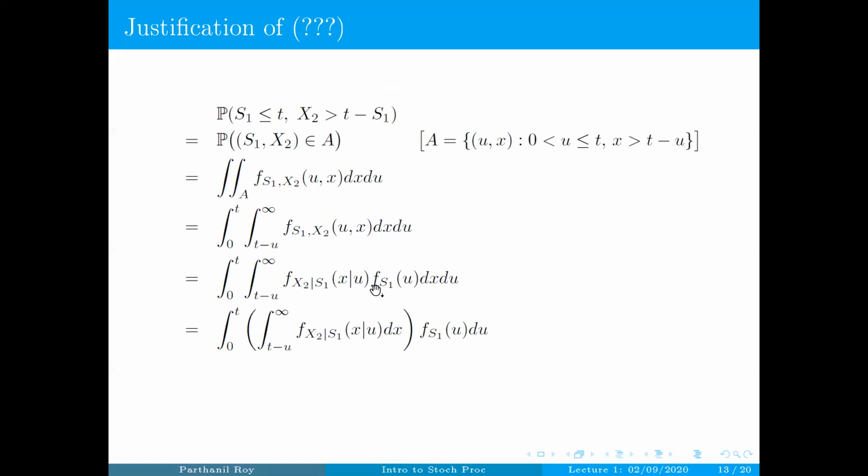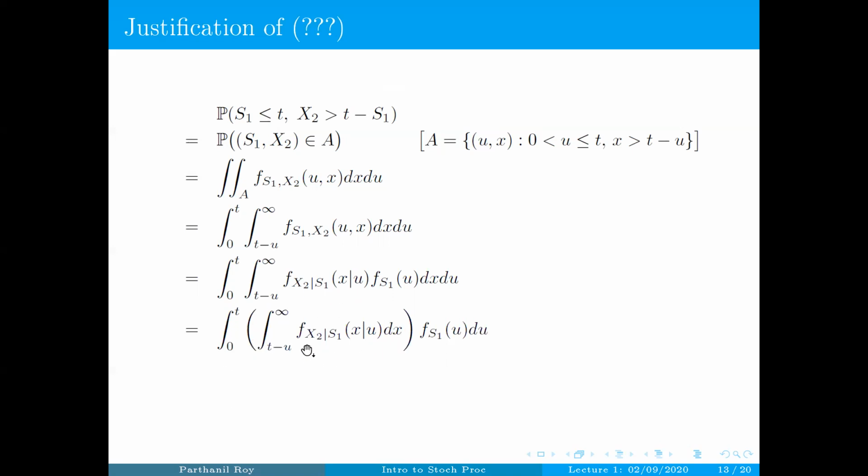Note that this has no x in it. This is just a marginal density of S1. So the variable there is u. So therefore that can go outside. So let's compute this integral first. Everything is non-negative, so we can compute any integral first, and that will give me the joint integral. So therefore, let's compute this integral first.